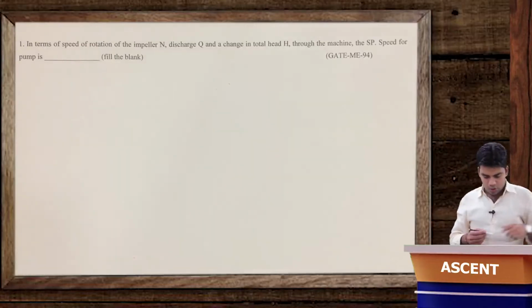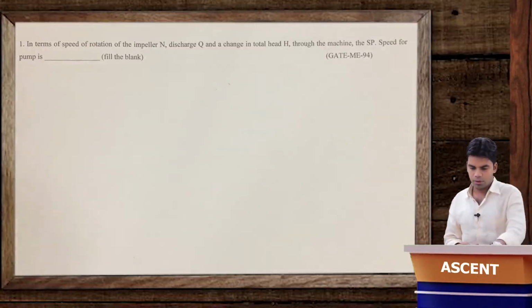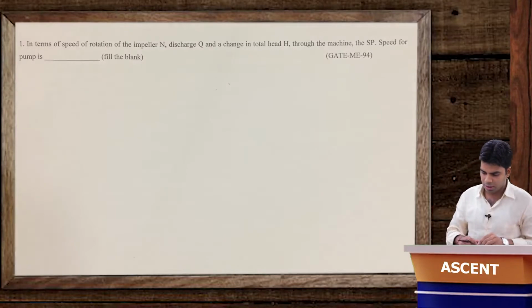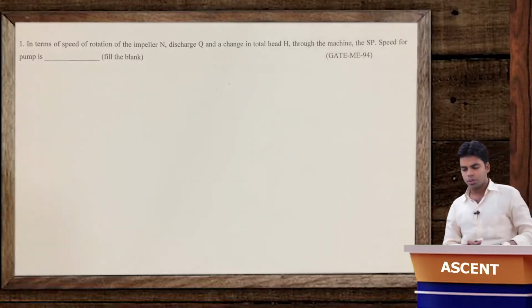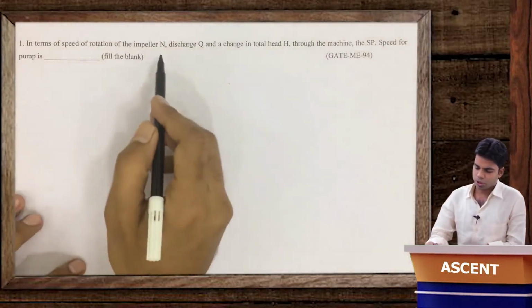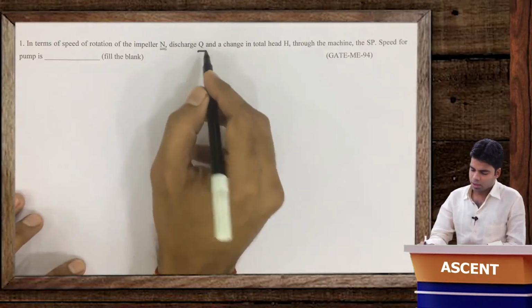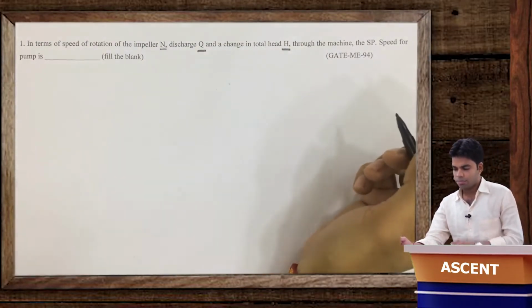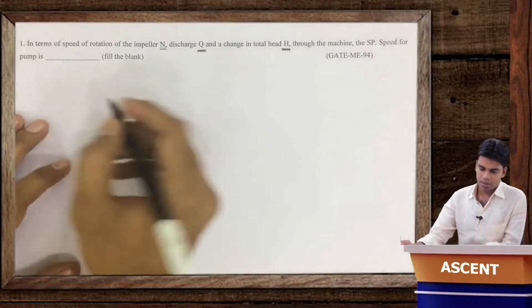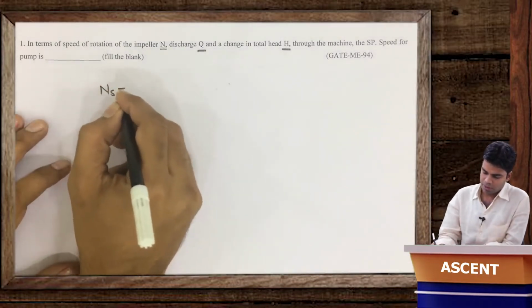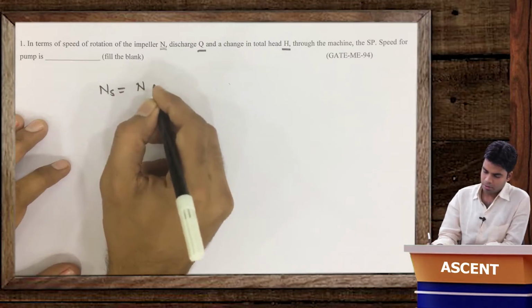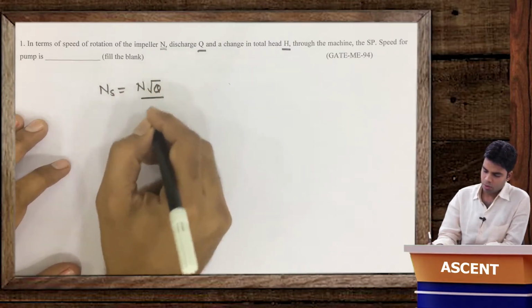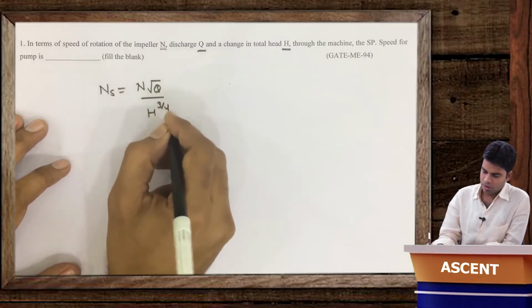Okay, so now we will solve the remaining questions of our booklet, or previous year GATE questions. The first question says, in terms of speed of rotation of impeller N, discharge Q and change in total head H through the machine, the specific speed for the pump is. Okay, so I have already told you the formula. Specific speed for the pump in terms of N, Q and H is N root Q divided by H raised power 3 by 4.